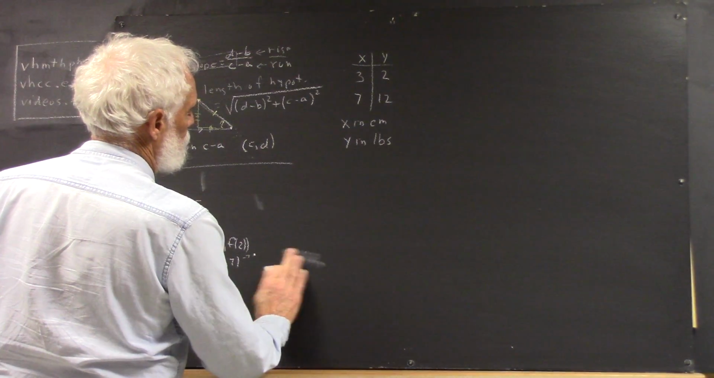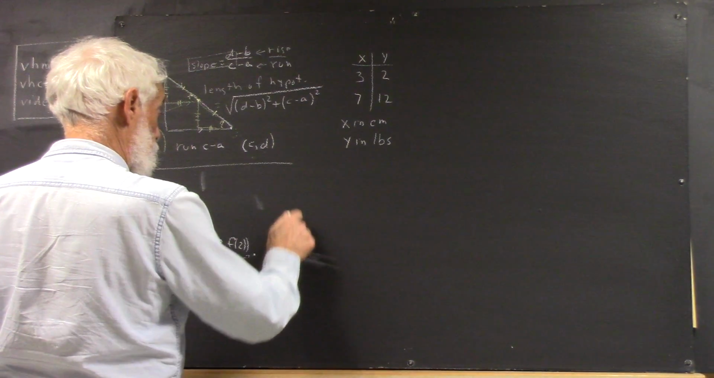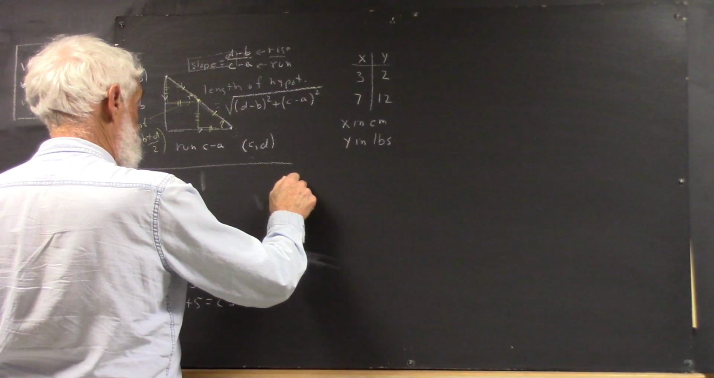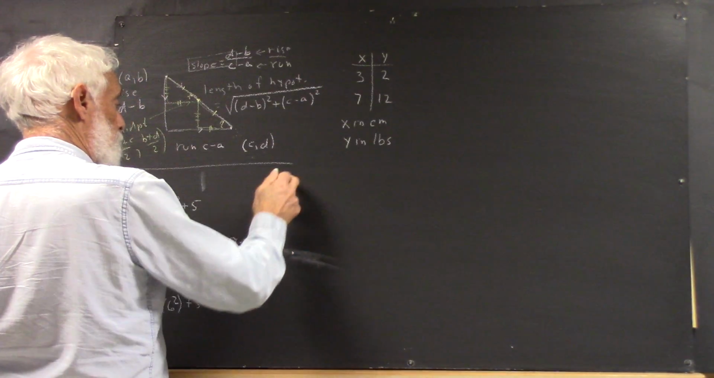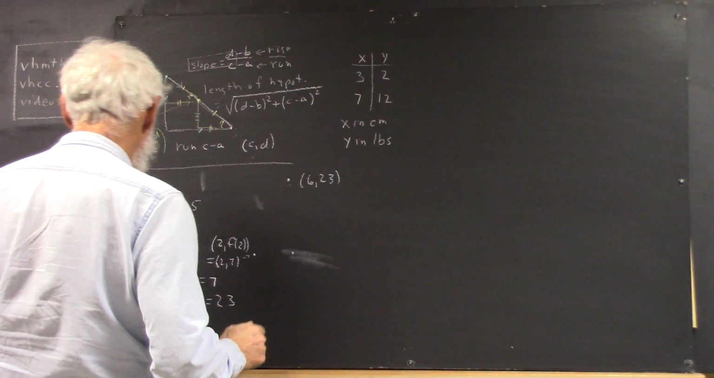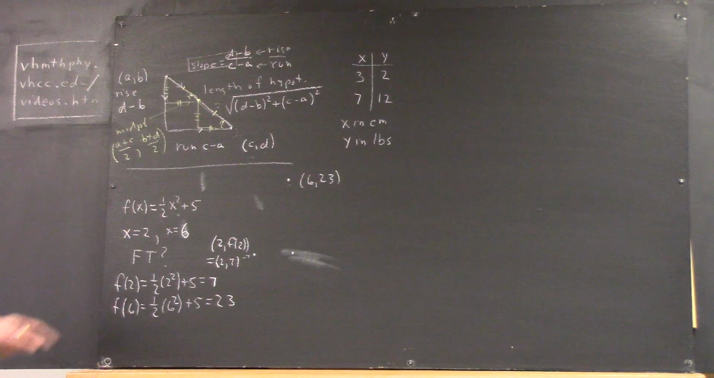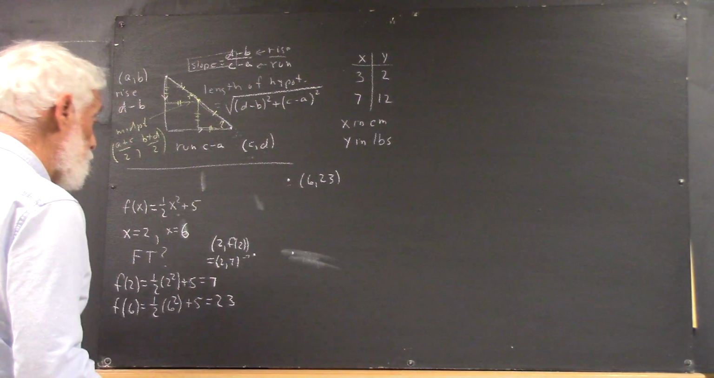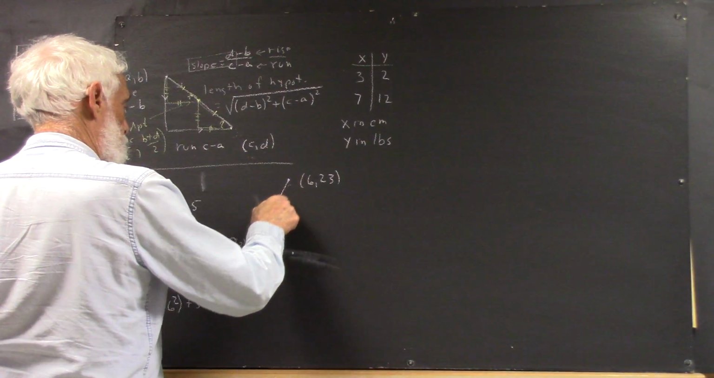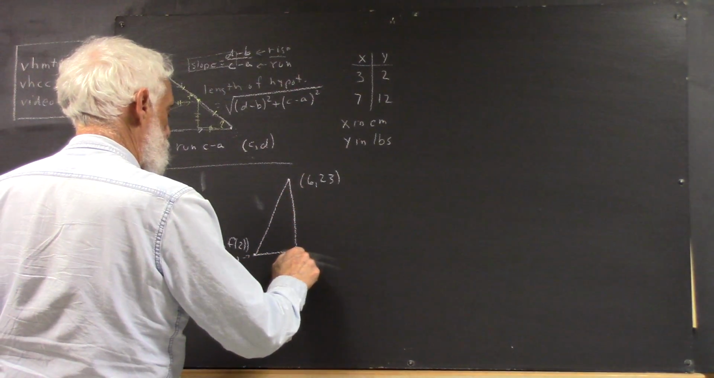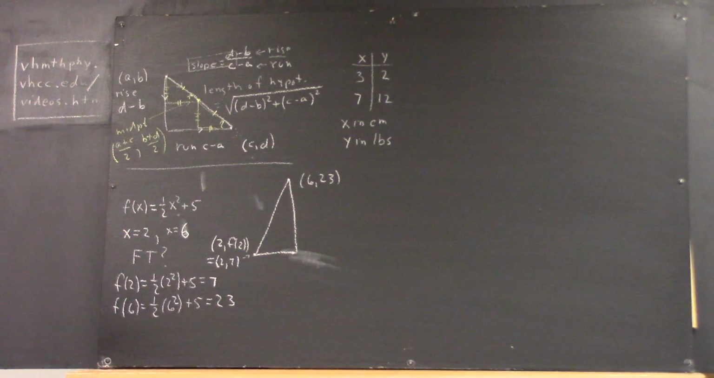Well, x equals 6 isn't going to be here. That's going to be a vertex of our triangle. But then we've got to go up to 23. So this is going to be quite a bit higher. So here's 6, 23. So these are 2 points on the graph of y equals f of x, and our fundamental triangle is going to look something like this.